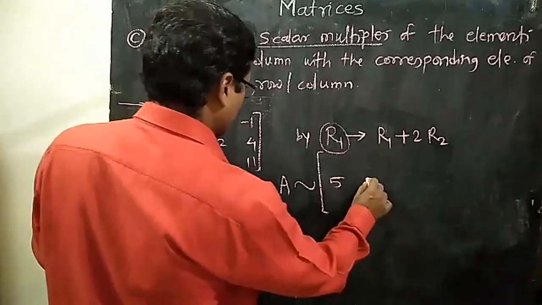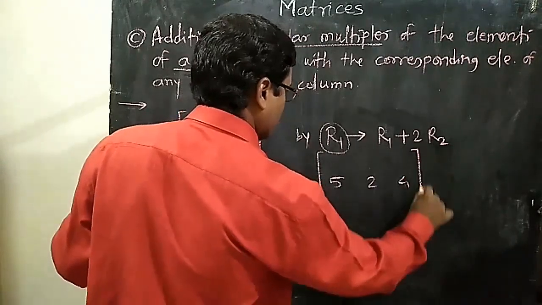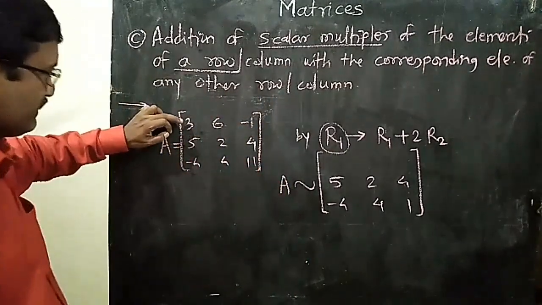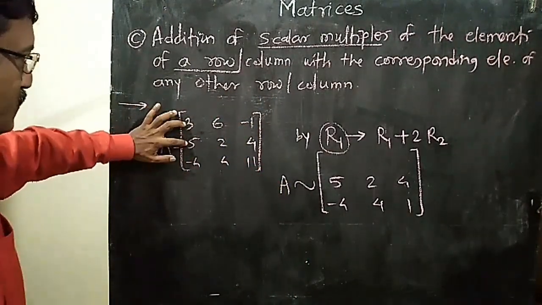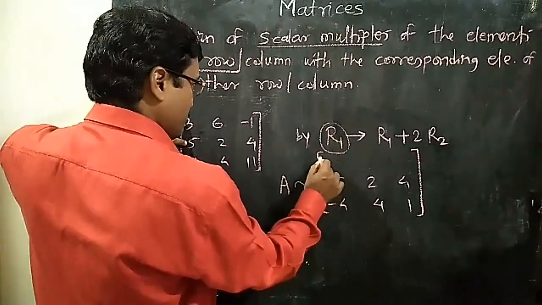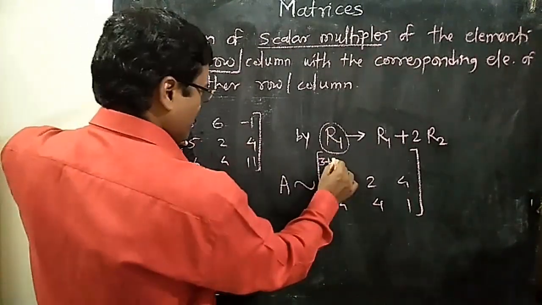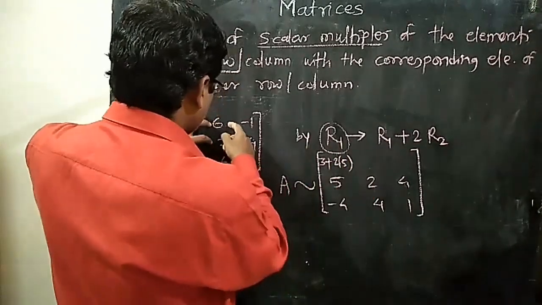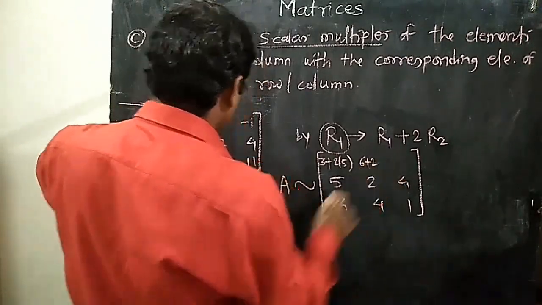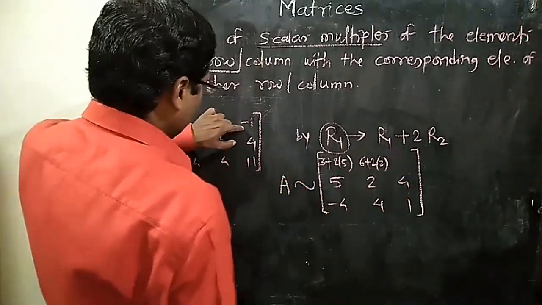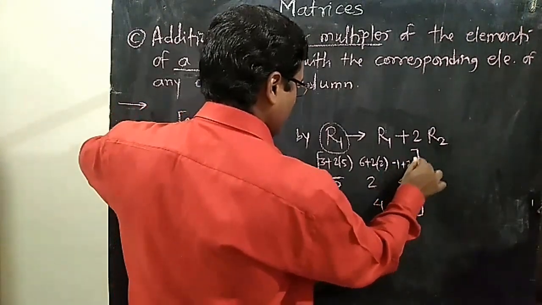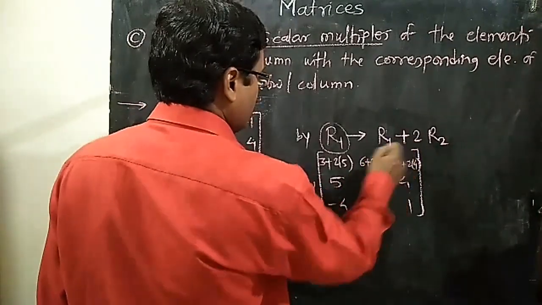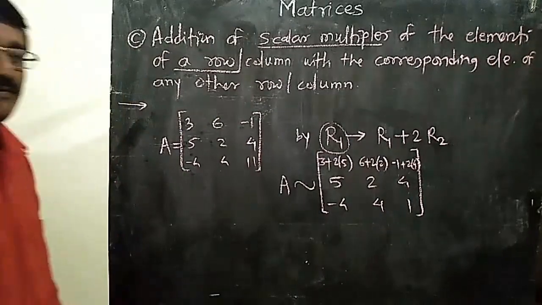So write first 5, 2, 4, minus 4, 4, 1. Here, what we are doing, R1 plus twice R2. R1 is 3 plus twice of 5. Here, the first element is 6 plus twice of 2. Here is minus 1 plus twice of 4. So this operation we have to use in the first row for the corresponding elements.